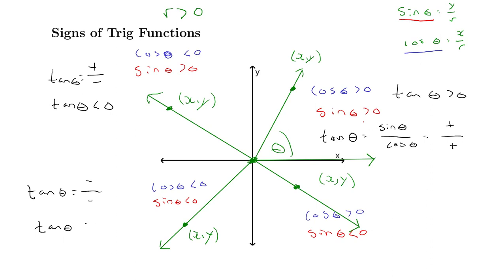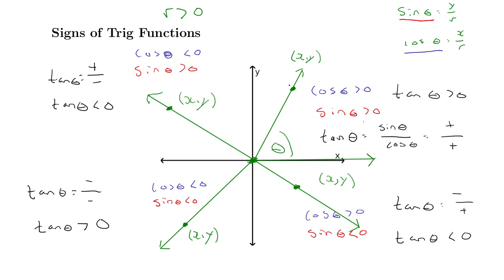Oops, that's not true. What am I thinking? Tangent of theta is positive. Negative over negative is positive. And lastly, we have tangent of theta, in this case, is a negative over a positive, and so that means that tangent of theta is negative.